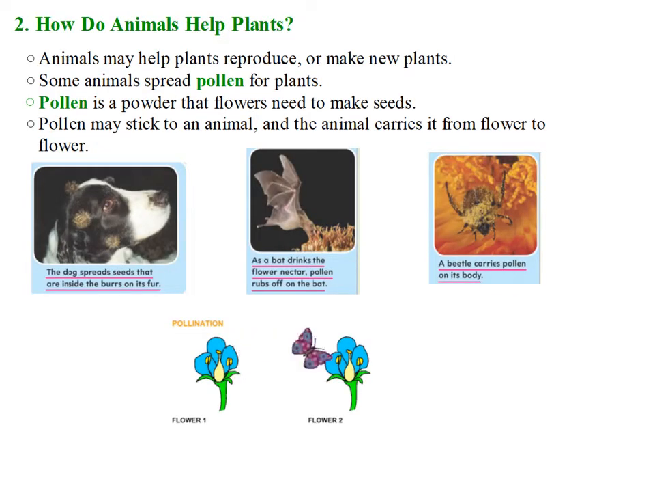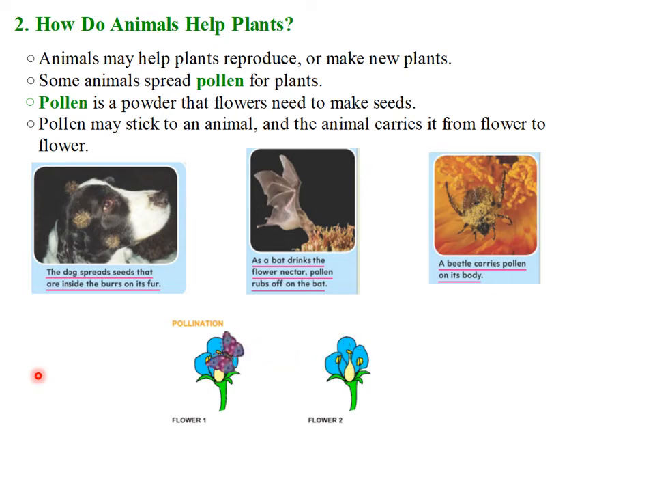Now let's see how animals help plants. Animals may help plants reproduce. Reproduce means to make new plants. Some animals carry fruits to new places. There, the seeds inside the fruits may grow into new plants.